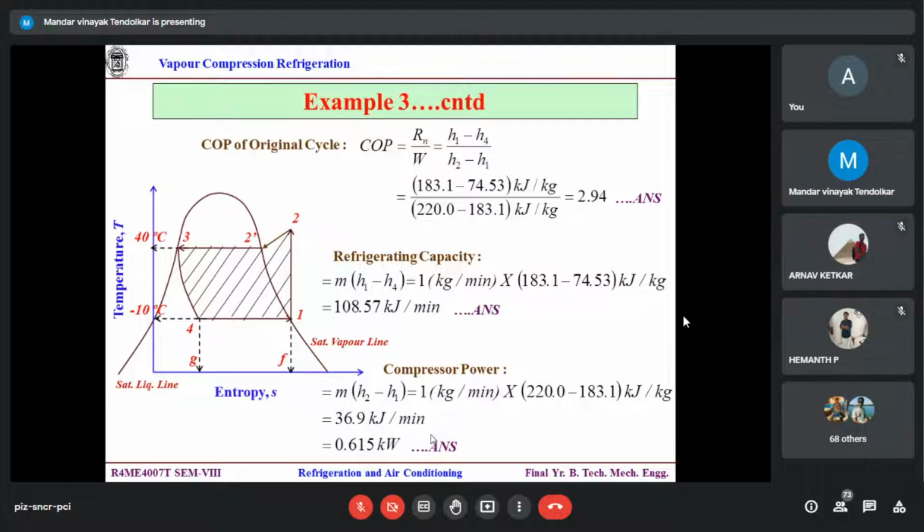Yes, sir. Okay. This is kg per minute converted in kg per second so that you will get kilowatt. Fine.